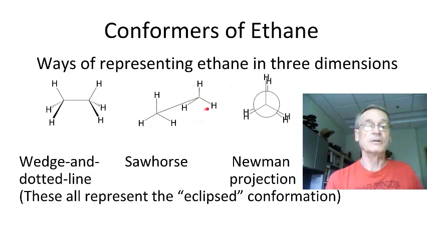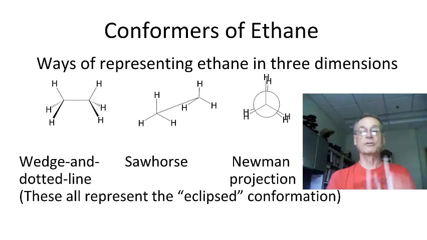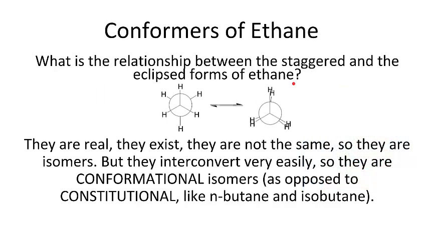And notice that the hydrogens both pointing straight up are eclipsed with each other, and the hydrogens both pointing to the side here are eclipsed with each other, and so on for each pair. So this is what's called an eclipsed conformation. So eclipsed, staggered. Now, what is the relationship between the staggered and eclipsed forms?